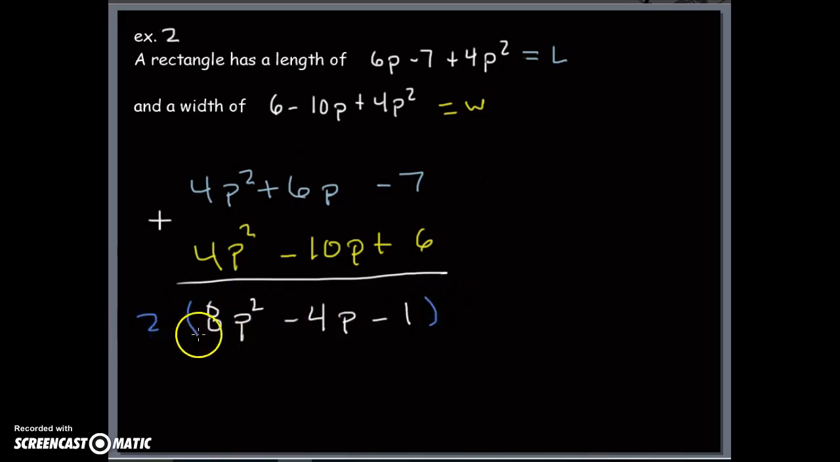Essentially we're just multiplying by 2. Double 8, you get 16 p squared. Double -4, you get -8 p. Double -1, and you get a -2. And this is the perimeter of our rectangle, and this is the answer that will be put into Schoology.